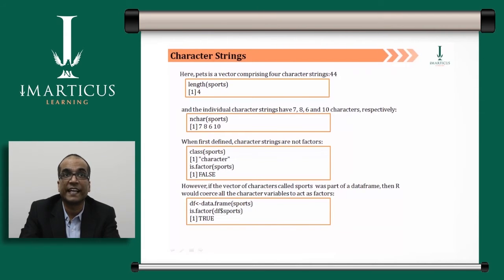Now you're going to create a data frame. This is your movement from a vector to a data frame, right? So if you say df, which is an acronym you're using as an object for data frame, then the assignment sign, data.frame and sports, the same thing will get converted into a data frame. And then if you check is.factor, and you reference the column with the dollar sign and sports, now it will say true. Why? Because in a data frame, a character gets automatically converted into a factor.